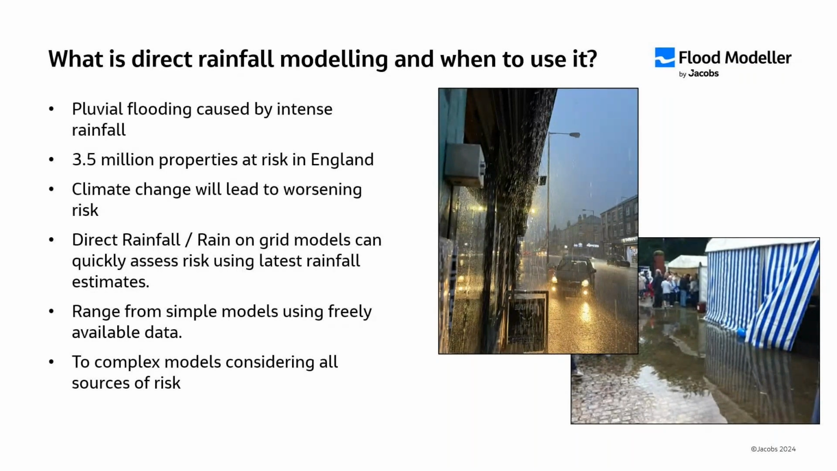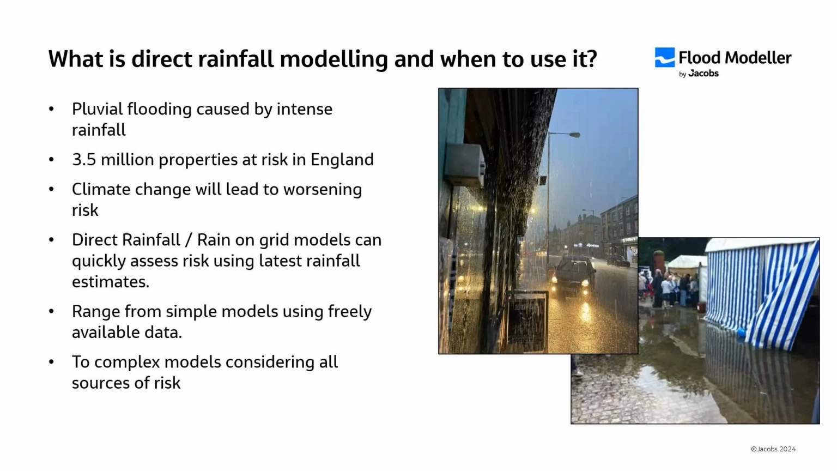On the right-hand side, we've got two examples. The first photograph is from last night where I live, showing the torrential downpour and flooding on the road. And the other one is from last summer, from a summer fete, of course, showing flooding caused by an intense rainfall event. There are some 3.5 million properties at risk of pluvial surface water flooding in England alone. That's more than at risk from both coastal and river flooding.